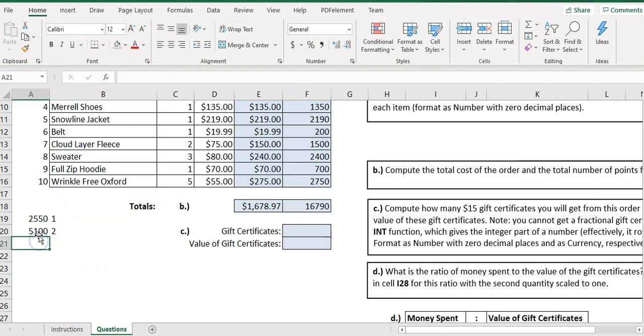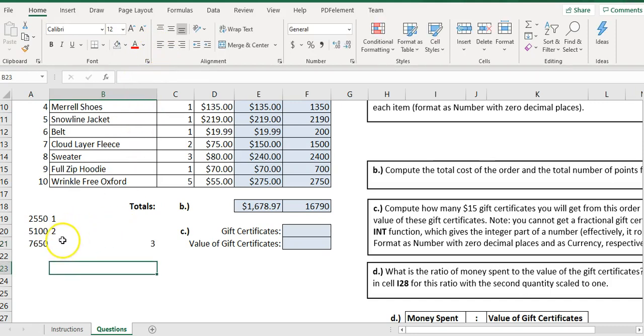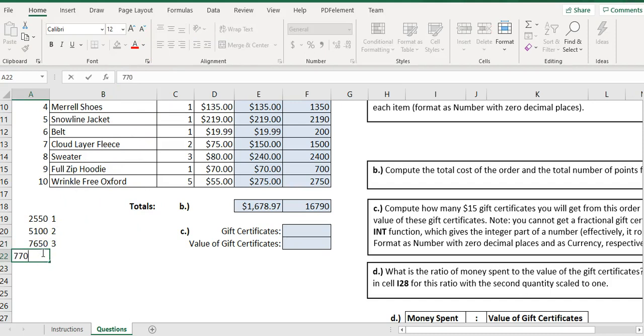So if I add another 150 to that, right, and I do 2,550 times 3, right? So 7,650 points will give me 3 certificates, right? But if I have 7,700, that doesn't mean I'm going to get a 4th certificate. I haven't earned enough points. So I'm not going to get like 3.1 certificates. So what we want to do is use what they call an int function.